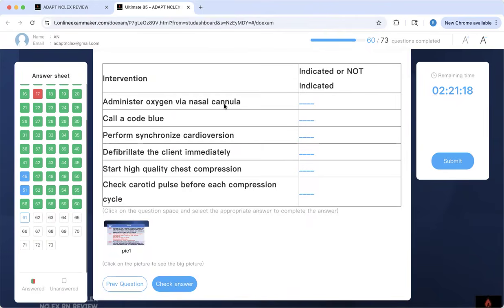Administer oxygen via nasal cannula? No, this patient needs something to be bagged or intubated. Of course, we're going to call a code. Perform synchronized cardioversion? No, because the patient has pulseless VTAC. This is not indicated. Defibrillate the client immediately. Yes, pulseless VTAC. Start high quality CPR. VTAC, pulseless. Check cardiac pulse with each compression.